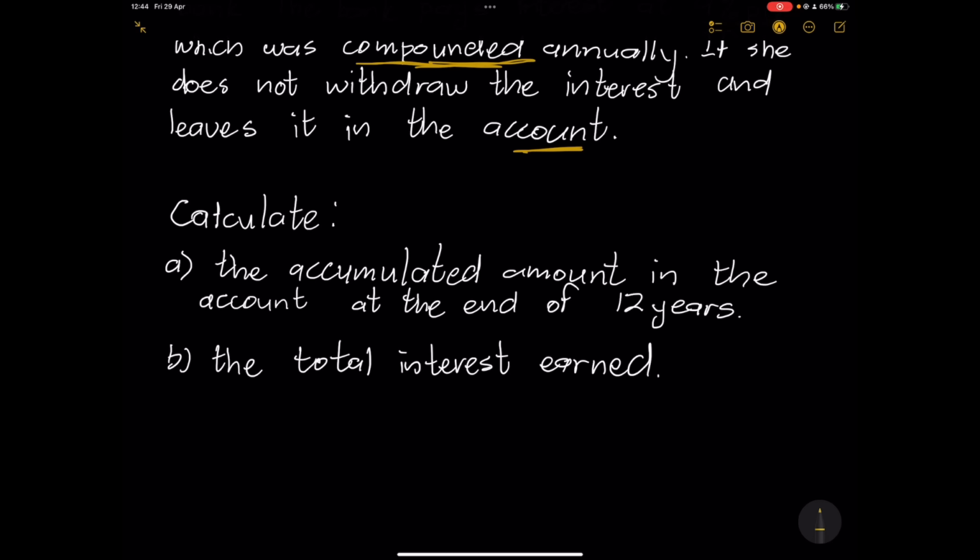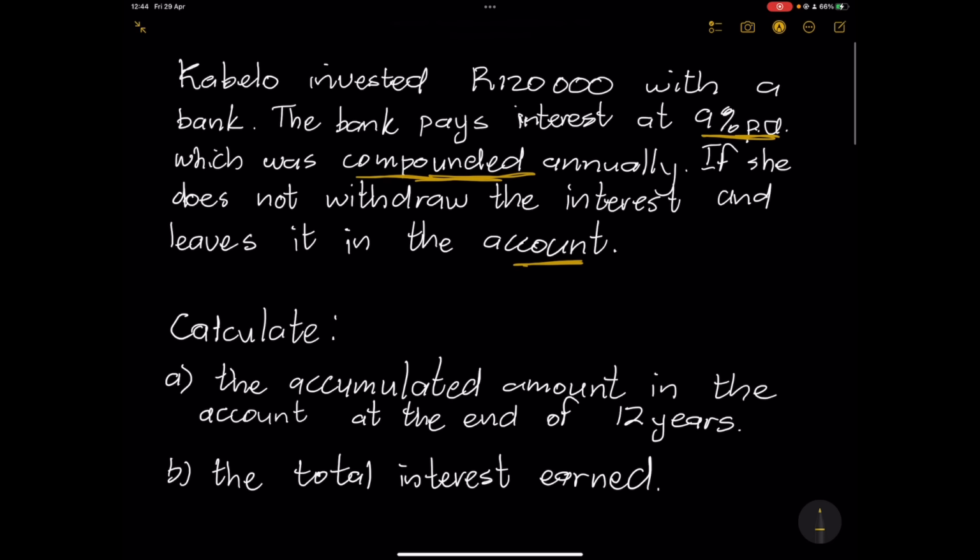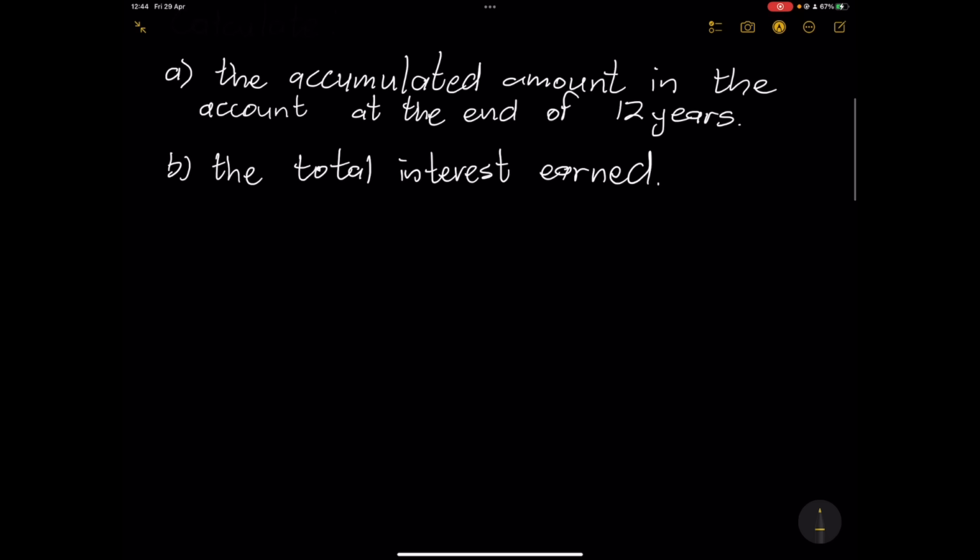They want to know, calculate the accumulated amount at the end of 12 years. Now, we know in this case that we are compounding what? Annually. So if we look at the M value, it is 1, so that means we can use just our normal A = P(1 + i)^n formula, right? So we want the accumulated amount, so we are answering A in this case.